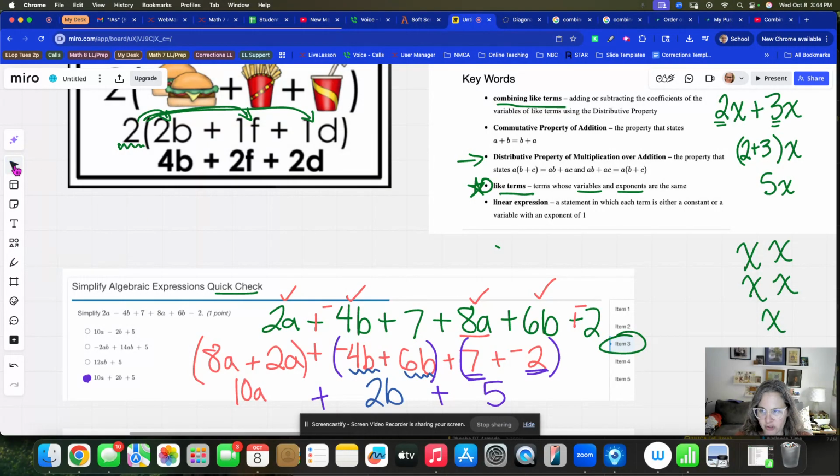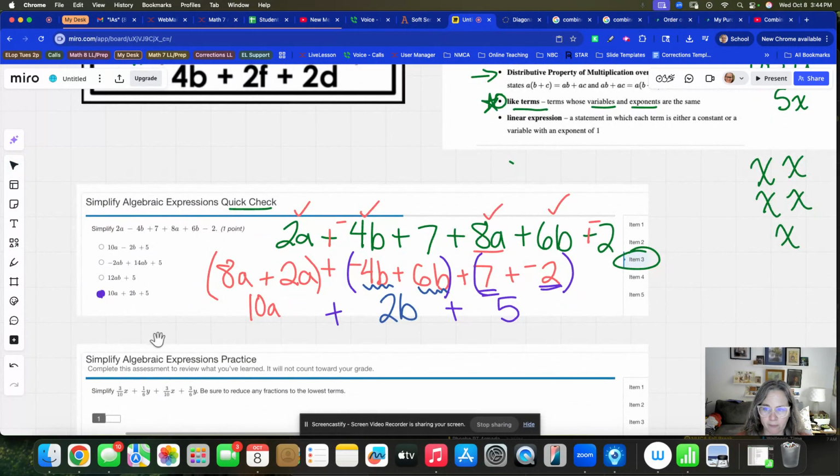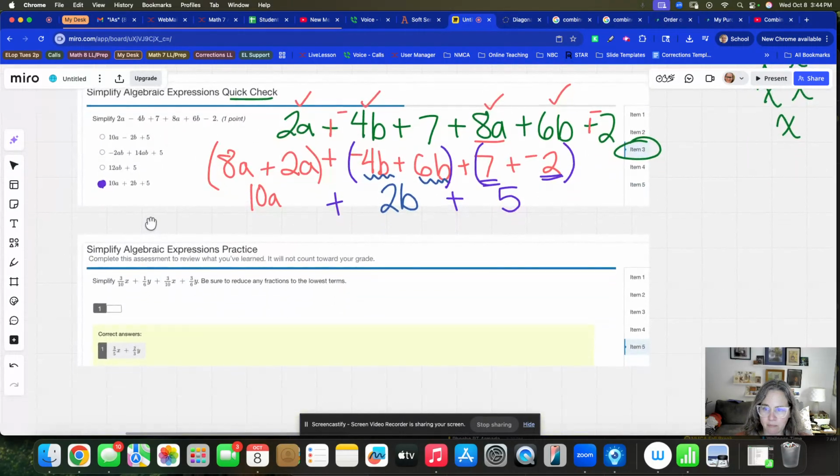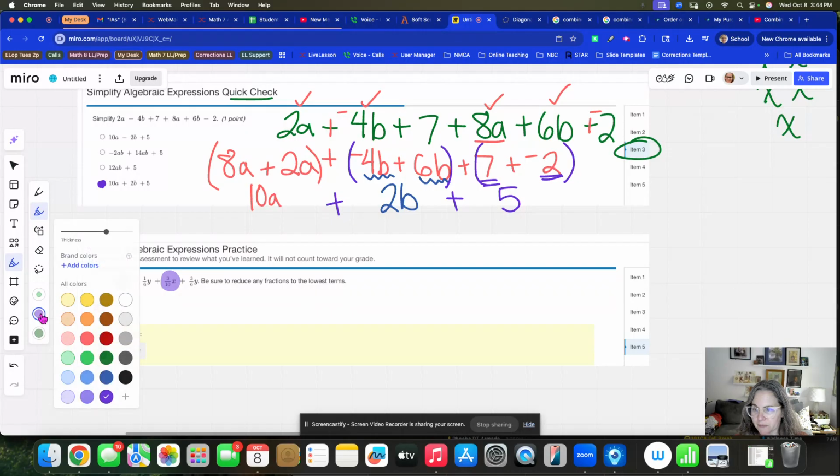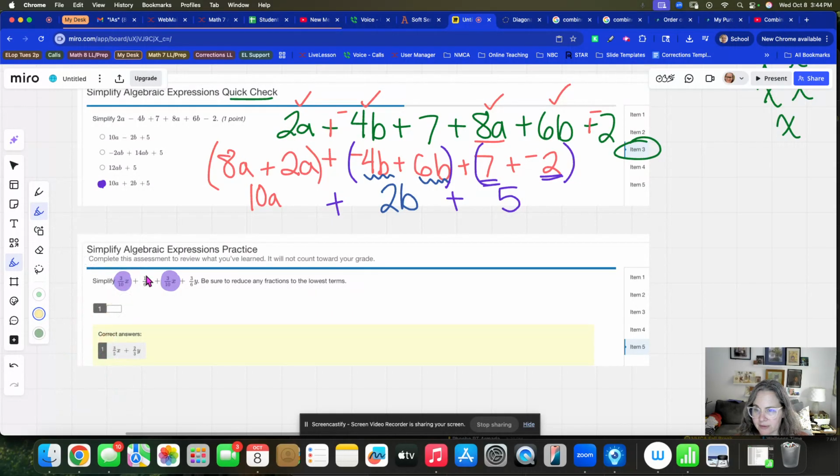Let's do one with fractions. All right, this fraction one looks disgusting, but it's actually not that bad. Check it out. Here, let me show you how you could do this with a highlighter. I'm going to highlight the like terms in the same color. Those both have x as their variable. Look at these. These both have y as their variable.